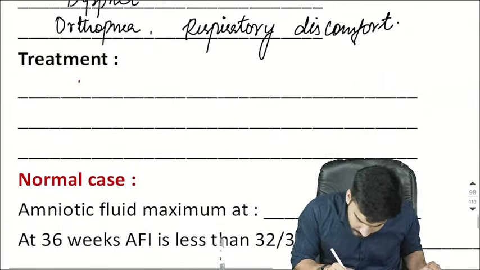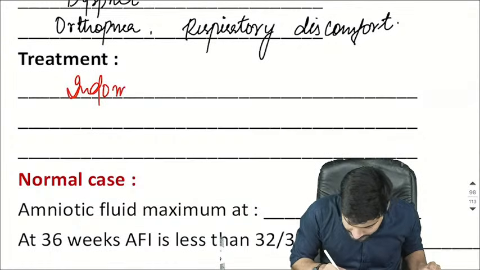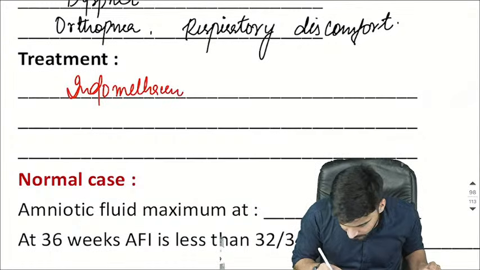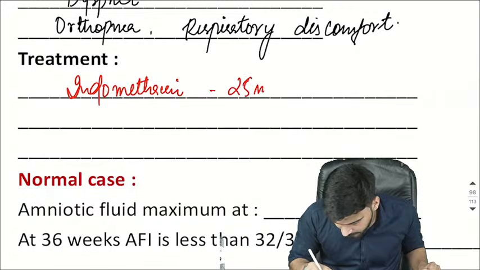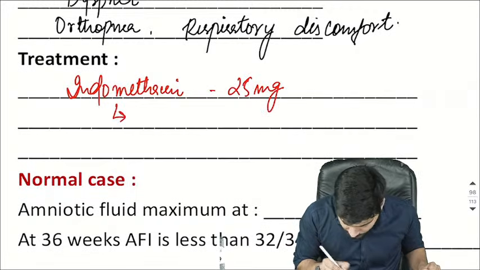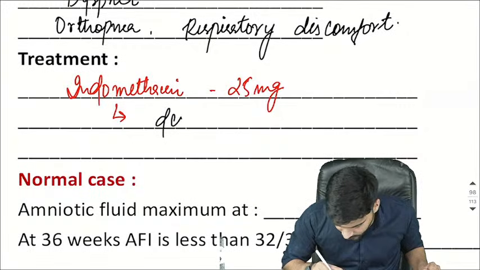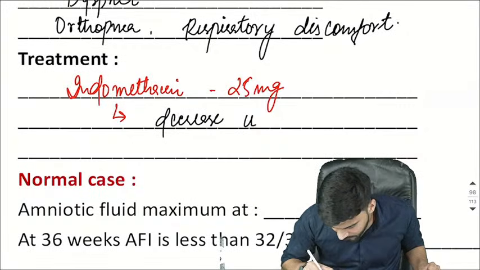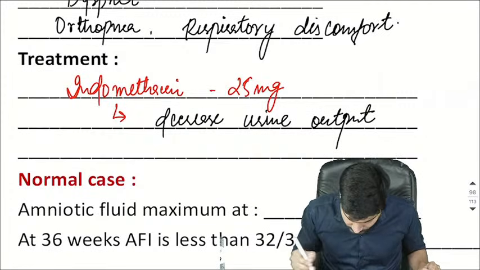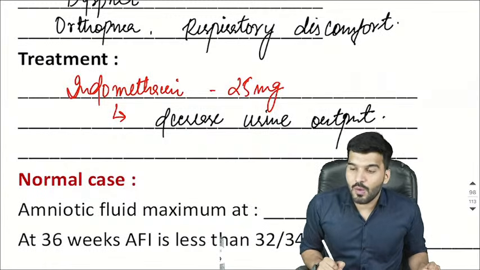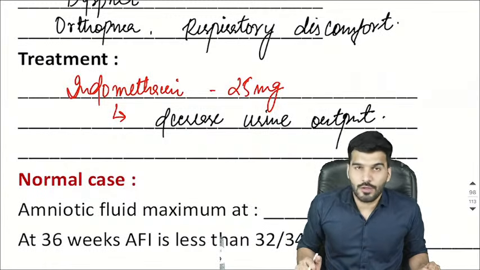Now what will be the treatment? Sir, we will give the drug indomethacin, 25 mg. This indomethacin will decrease the urine output, and further the amniotic fluid levels will decrease.